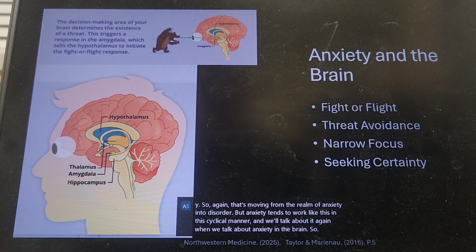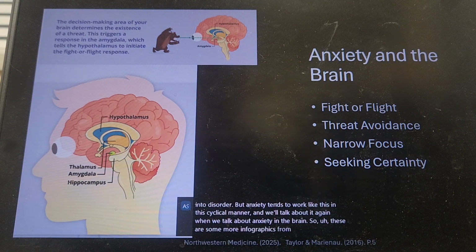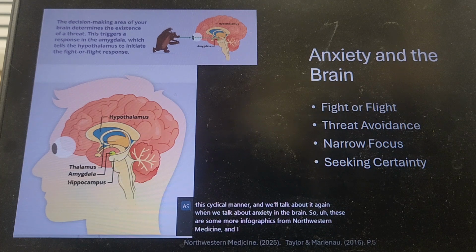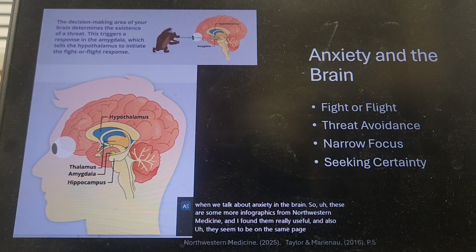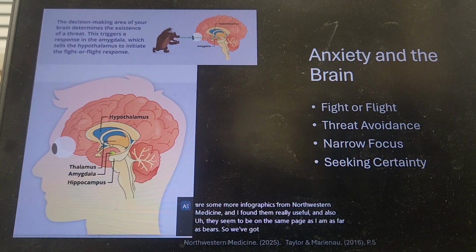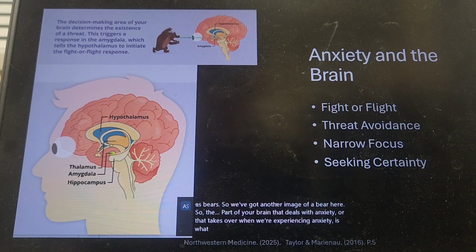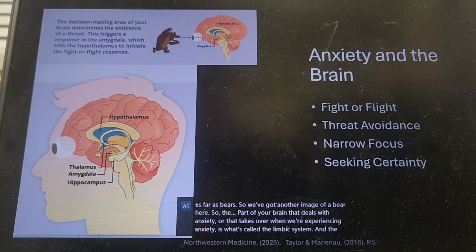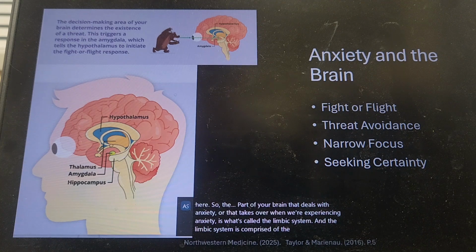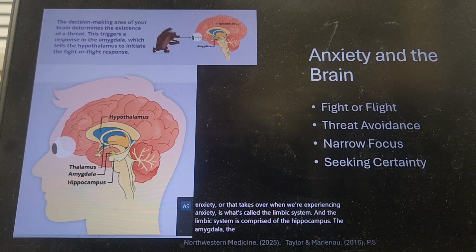So these are some more infographics from Northwestern Medicine, and I found them really useful, and also they seem to be on the same page as I am as far as bears. So we've got another image of a bear here. So the part of your brain that deals with anxiety, or that takes over when we're experiencing anxiety, is what's called the limbic system. And the limbic system is comprised of the hippocampus, the amygdala, the hypothalamus, and the thalamus. And it's responsible for emotional regulation.